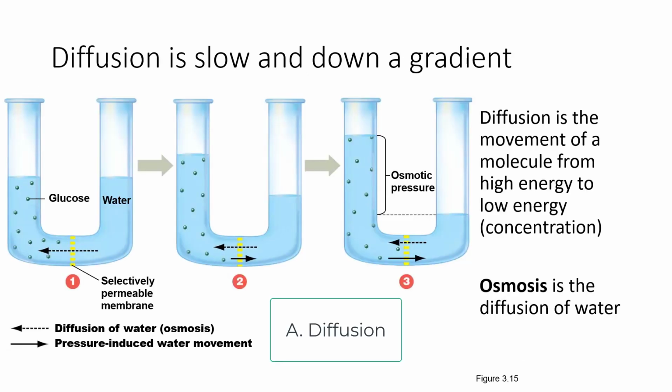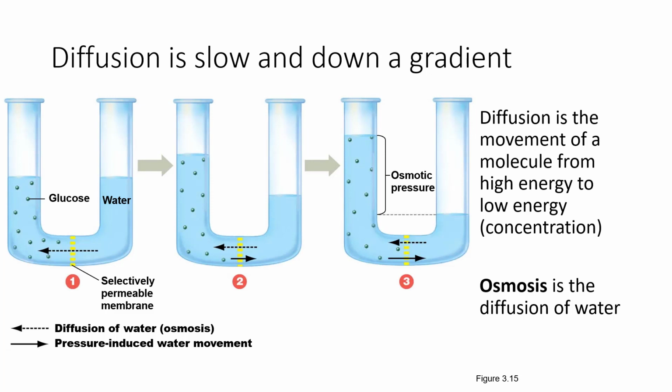Diffusion is slow, and it moves down a gradient. Here we have water on two sides of a U-tube. No, not that U-tube. It has a selectively permeable membrane in the middle that is permeable to water, but not glucose. Now, we're going to do an activity in class showing how this works, but suffice it to say those glucose molecules interact with the water in such a way that there is essentially more water on the pure water side of the U-tube than on the glucose side of the U-tube.